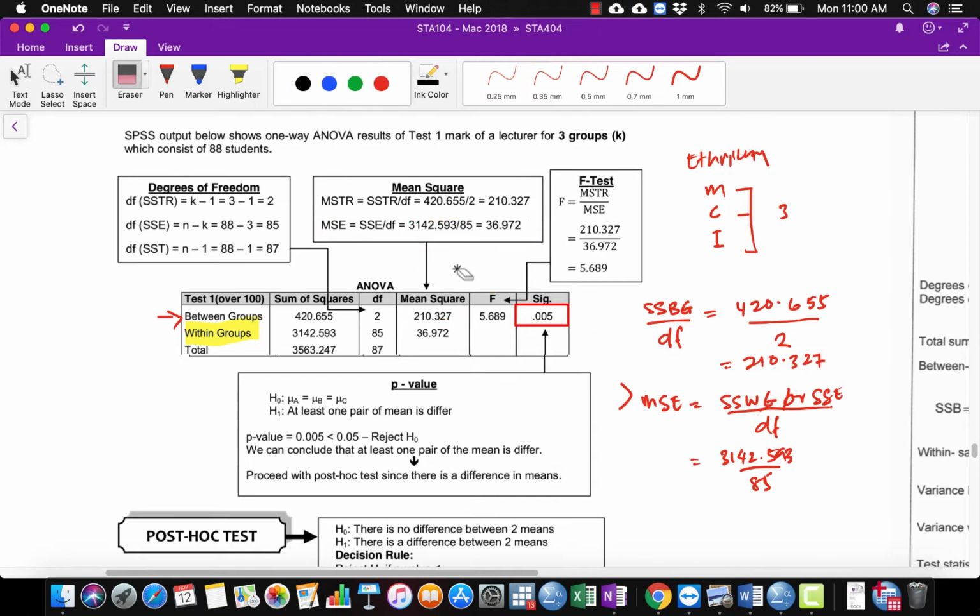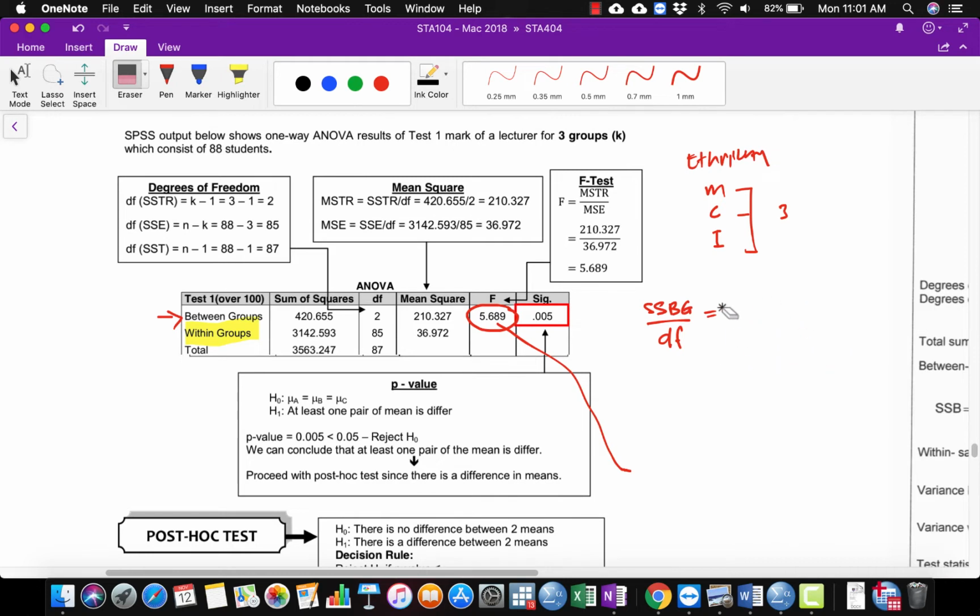Right. So the next one is the F value. The F value is the ratio of the mean square between group divided by the mean square within group. Actually, the mean square between group, what we normally call the mean square treatment. Right, let me clear this one. The mean square treatment.